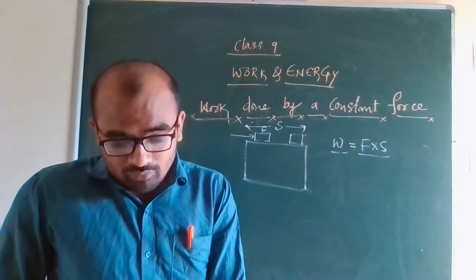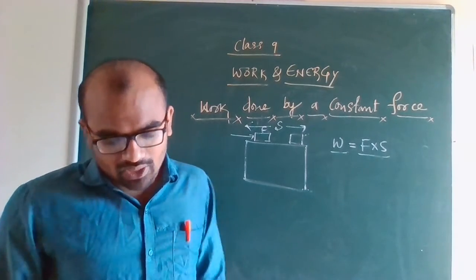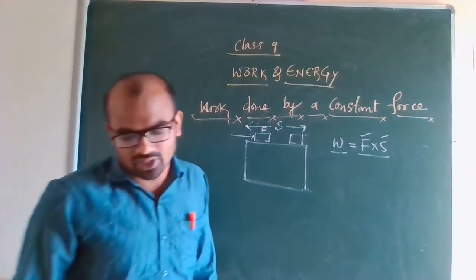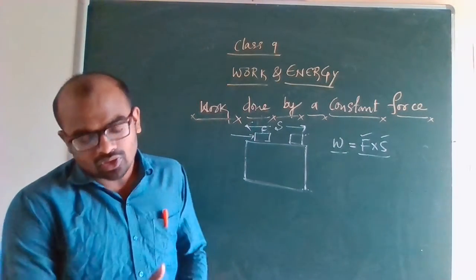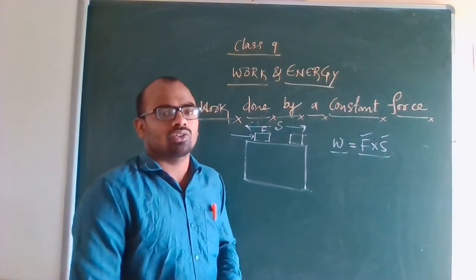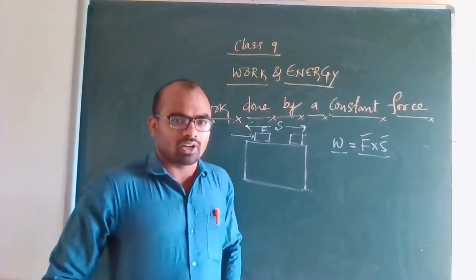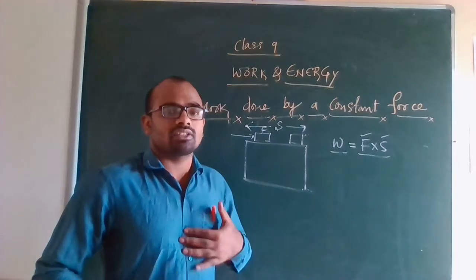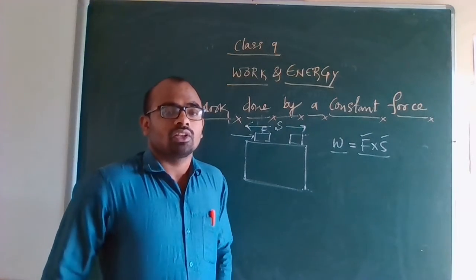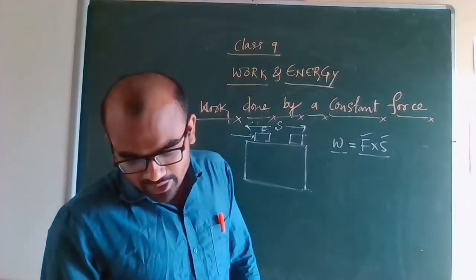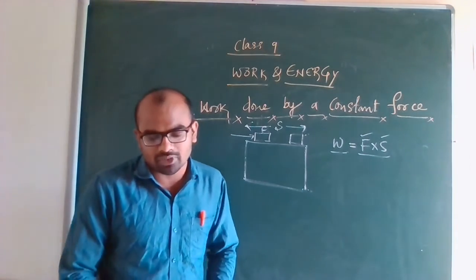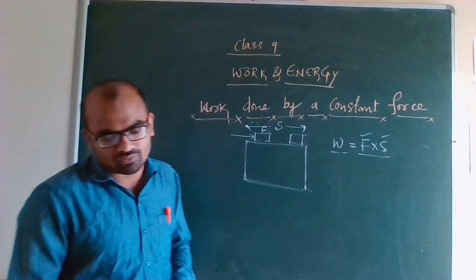Work done is equal to force into displacement. Then W is equal to F s. That is our intention, W is equal to F into S. Thus work done by a force acting on an object is equal to the magnitude of the force multiplied by the distance moved in the direction of the force.